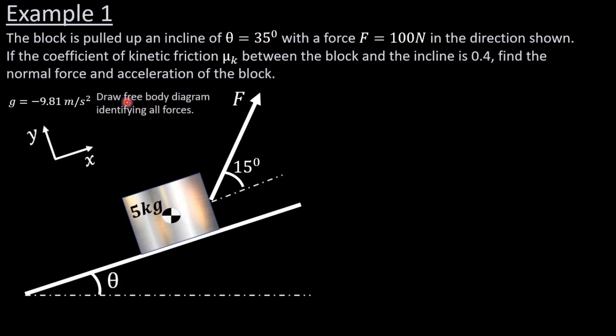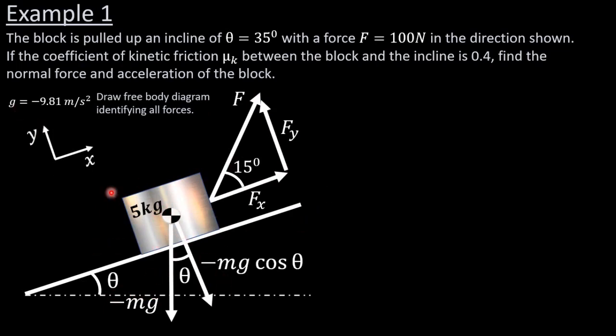Okay, so let's draw our free body diagram identifying all the forces. There's F sub x, which is a component of the force F in the positive x direction, and there's F sub y, which is a component of F in the y direction. In the y direction, there's our weight acting downwards, from the center of mass of this block. And there's our component of weight in the y direction, which is minus mg times cos theta. Again, notice that this angle and this angle are equal. And there's our normal force on the incline. And there's our component of weight, which is minus mg sine theta, which is in the minus x direction.